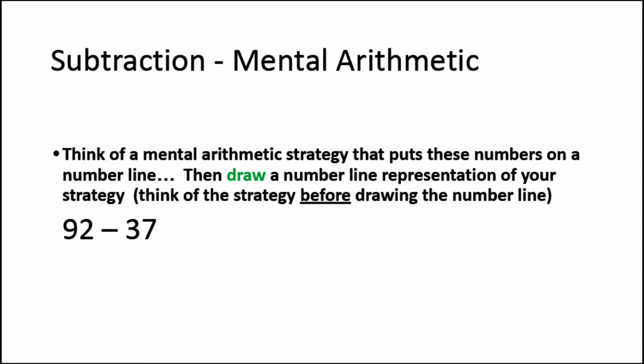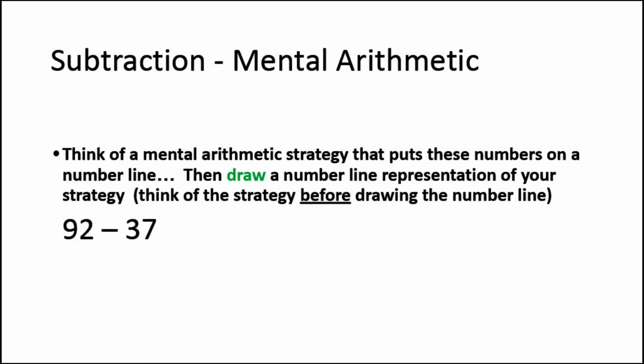Next we have subtraction. Let's start off thinking about some mental arithmetic. So if you think of a mental arithmetic strategy that puts these two numbers, 92 and 37, on a number line, and then draw a number line representation of your strategy, be sure to think of the strategy before drawing the number line. So I'm going to give you an opportunity to pause the video, draw a number line, think about what 92 minus 37 means and how you can represent that mentally by thinking of those two numbers on a number line and how you can get the difference.